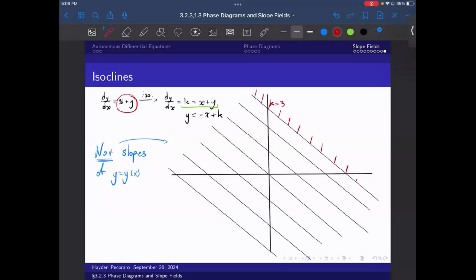Okay. And now if I go down to the next line, maybe that's k equals 2, my slopes are still pretty vertical, but a little bit less. And then k equals 1, my slopes are less vertical, but they're all the same along this line. And then for k equals 0, all of the slopes along this straight line are horizontal.